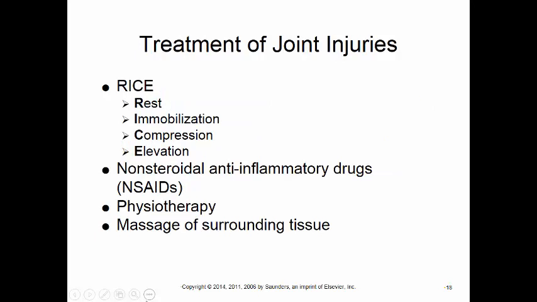A good mnemonic for treatment of joint injuries is RICE: rest, immobilization, compression, and elevation. The rest is going to allow time for the inflammation and swelling to go down. We immobilize it and compress it, hold some pressure on it, and remove some of that edema from that area by elevating. NSAIDs can reduce inflammation. Physiotherapy and massage around the adjoining tissues is a big one there, because we want to keep that range of motion and the tissues and increase blood flow. And most of y'all probably know more about that than me.